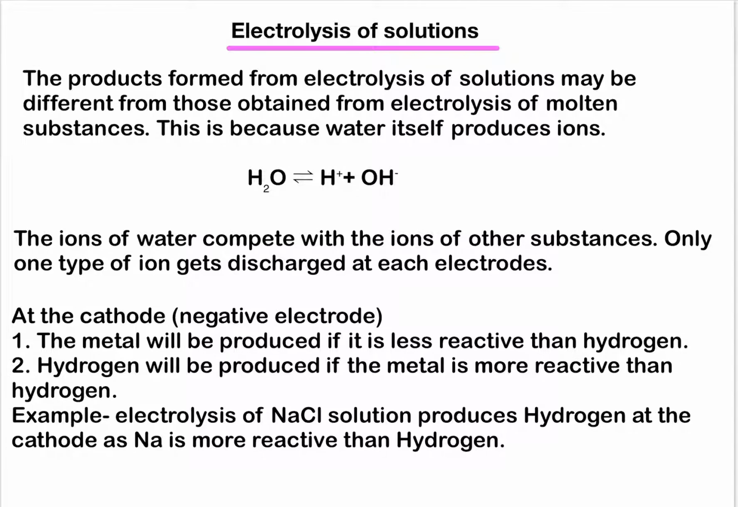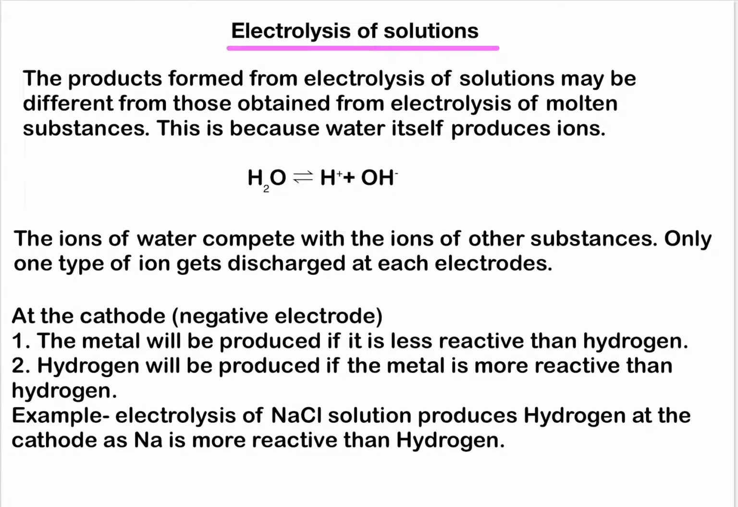Electrolysis. Electrolysis is the breakdown of an ionic compound, molten or in aqueous solution, by the use of electricity. The other day we were studying about electrolysis of molten solution. Today we will focus our attention on the study of electrolysis of solutions. The product formed from electrolysis of solutions may be different from those obtained from electrolysis of molten substances. This is because water itself produces ions.